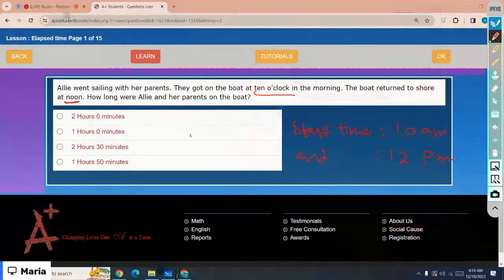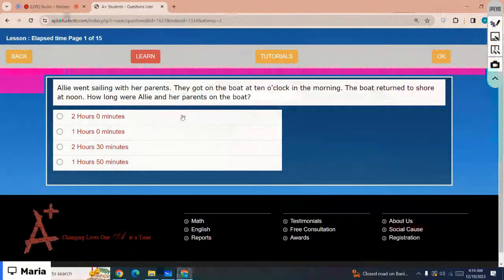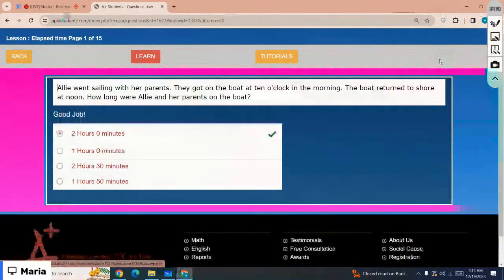So count from 10 a.m. to 12. How long is it? So 10 to 12, there's just 2 hours. That means for 2 hours they were on the boat. The correct option is 2 hours, right? That is just 2 hours.